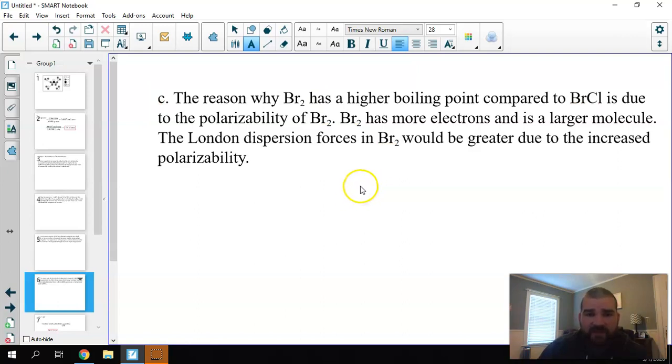What's going to have to do with this answer, where the difference comes in, is that two bromines is bigger, more electrons, more size, than a bromine and a chlorine. So it's the polarizability that makes this have a higher boiling point.